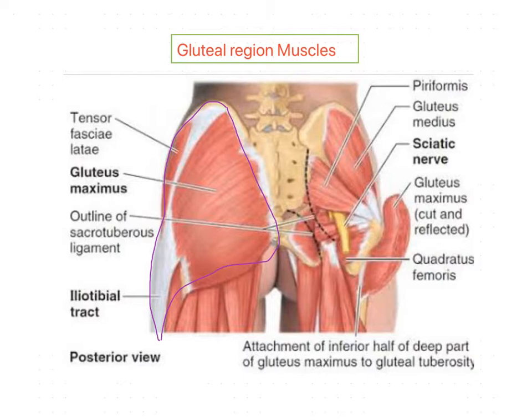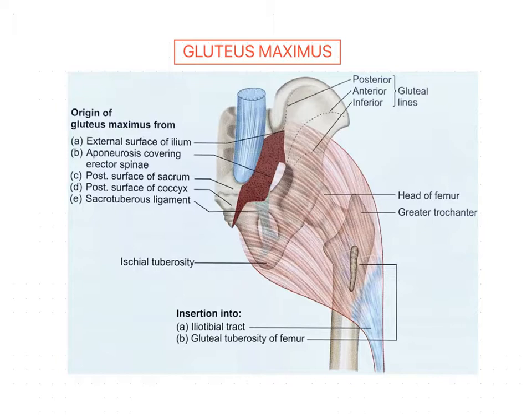So these are the underlying muscles on this side. The muscles are present below the gluteus maximus muscle. First, we are going to discuss the gluteus maximus muscle. In this we will discuss the origin, insertion, the structures which are deep to the gluteus maximus, its nerve supply and its action.